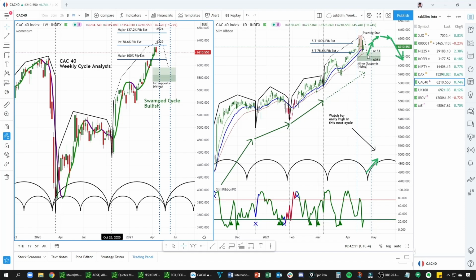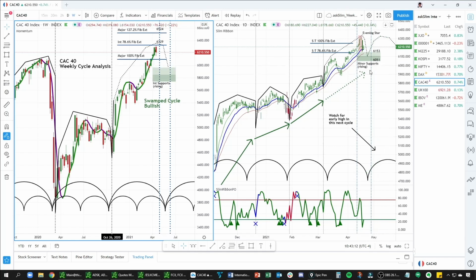If we were to get a pattern like this, that would say that this forecast on the weekly is in play, and we would be entering into a corrective phase here on the weekly time frame. So keep this on your radar. We will be watching around this early to mid-May time period here in the CAC 40.